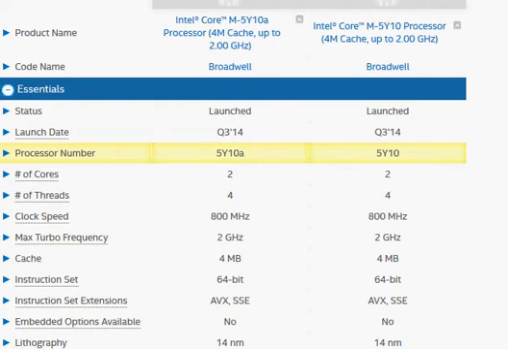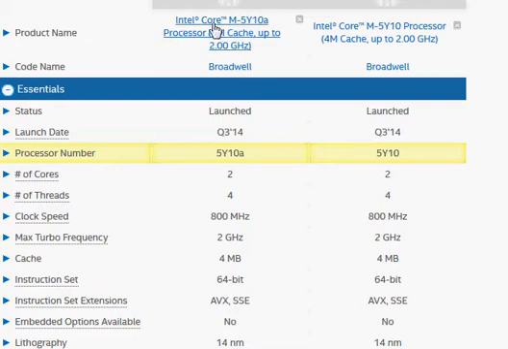In this video, we are going to talk about Intel's Core M-5Y10A and Core M-5Y10 processors. Both these processors belong to the Broadwell series, which is the successor to the Haswell processors. The main difference in Broadwell processors is that they are made with 14 nanometer lithography, which is an advancement in manufacturing technology, and that's what brings reduced power consumption and a little bit of increased performance for the same clock frequency.